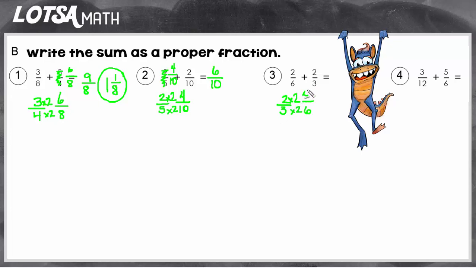So 2 times 2 is 4. So instead of thinking about 2/3, I'm going to think of it as 4/6. And then I can add it up. 2 plus 4 is 6, and my denominator doesn't change. So instead of thinking of it as 6/6, I know that just means 1 whole.